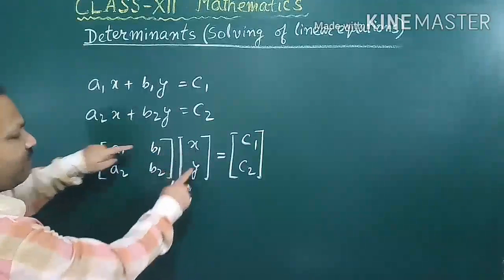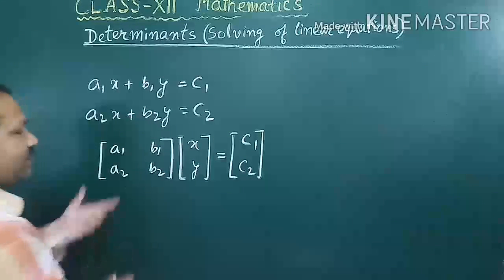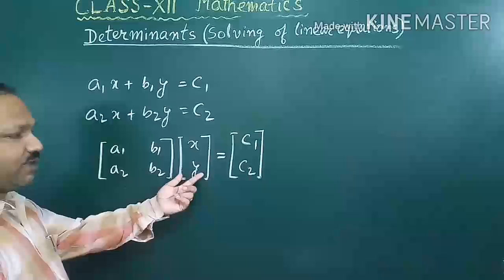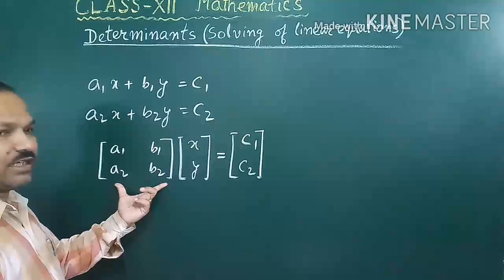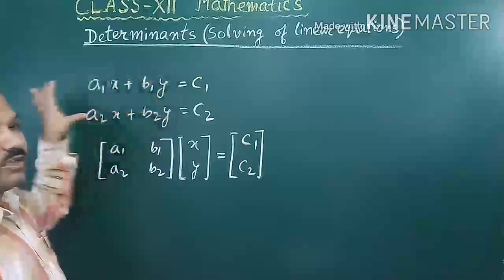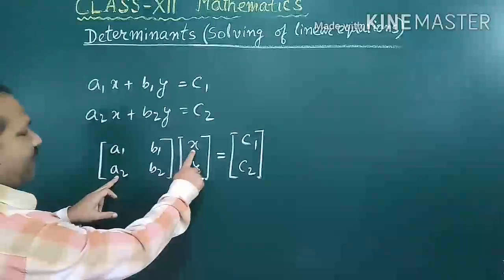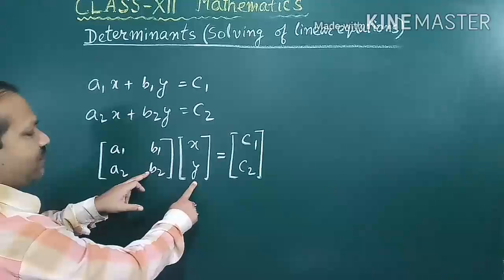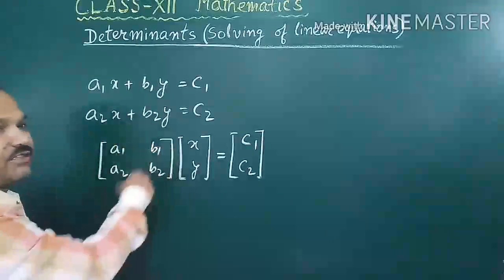In this matrix multiplication, what will happen? a1x plus b1y. Look at that. And this is equal to c1. Since the first matrix is 2 by 2 and this is 2 by 1, the product will be 2 by 1 only. Alright. So here 2 equations are there, 2 by 1 it is. The second one is a2x plus b2y will be equal to c2. So these two equations we can write using matrix.